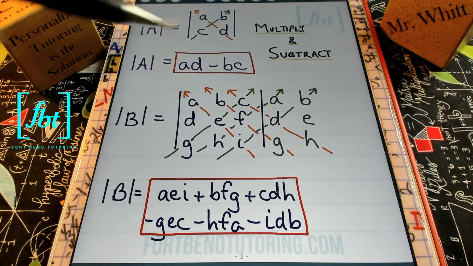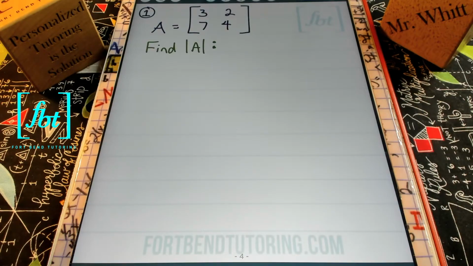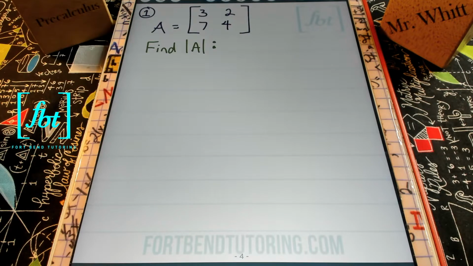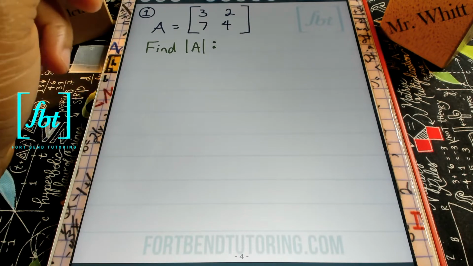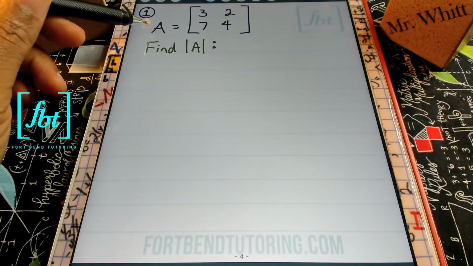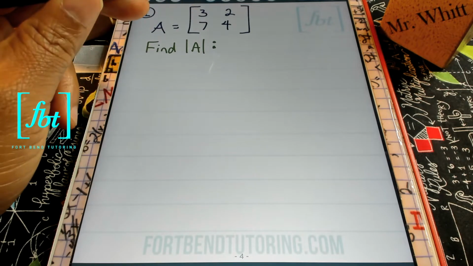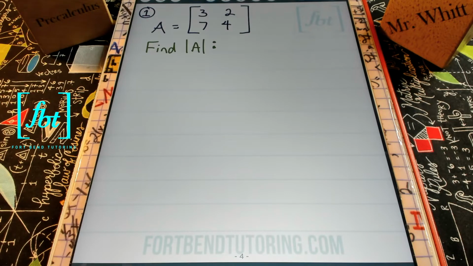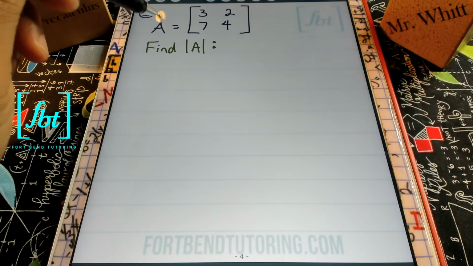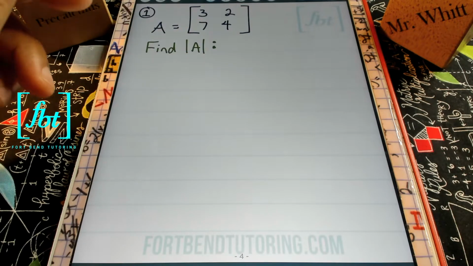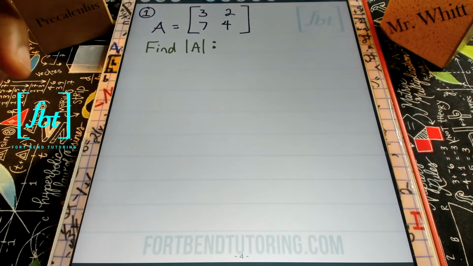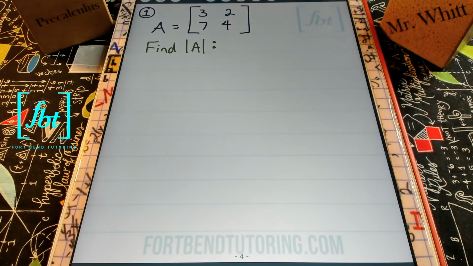So let's continue on, guys. We have problem number one. And in our problem, we have a 2x2 matrix, once again, meaning two rows, two columns. And the name of our matrix is A, and it contains the elements 3, 2, 7, and 4. Whereas the symbolism here, where it says find the determinant of A, notice that these vertical bars around the name of your matrix is informing you that they want you to find the determinant of that matrix.